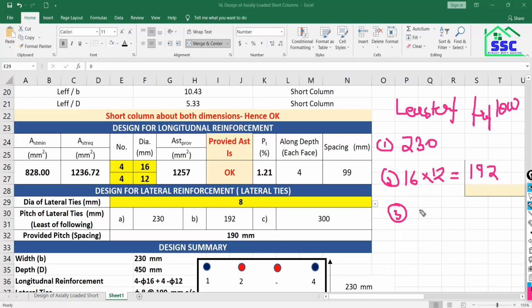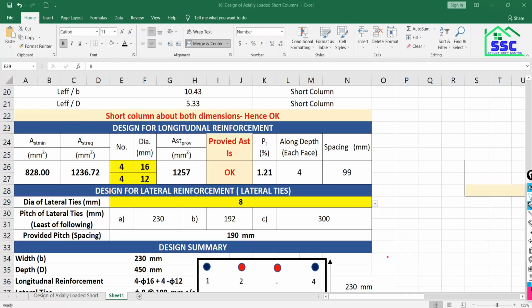And third one is that in no case should your spacing exceed 300 mm. So we have to consider the least of all these three values. Obviously the least is 192, so we are going to consider 192. But by rounding off the value, we get the final spacing or pitch of the shear reinforcement as 190 mm. The sheet will by default give this value, it will automatically calculate this value.